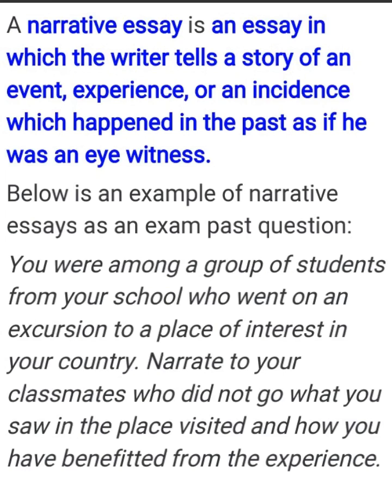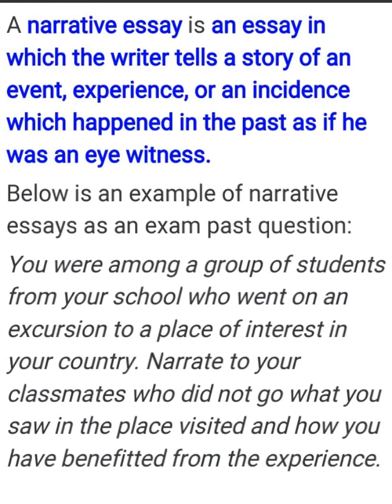So see a sample question that has been featured in different years in some exams. This is a typical past question on narrative essay. It says, you were among a group of students from your school who went on an excursion to a place of interest in your country. Narrate to your classmate who did not go what you saw in the place visited and how you have benefited from the experience. So as far as it's something you witnessed and you are asked to relate the experience to those that were not there, it is a narrative essay. That's how we recognize it in exams.